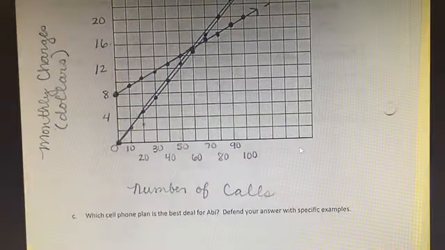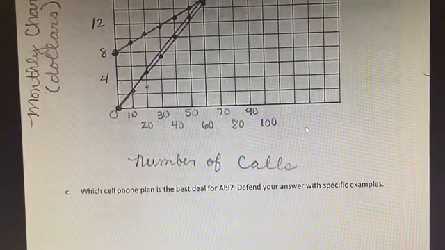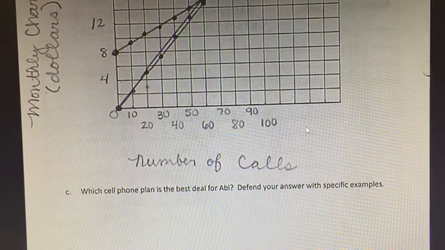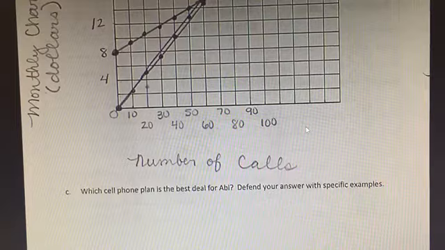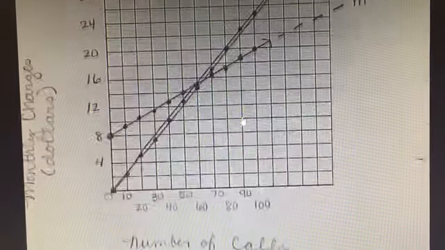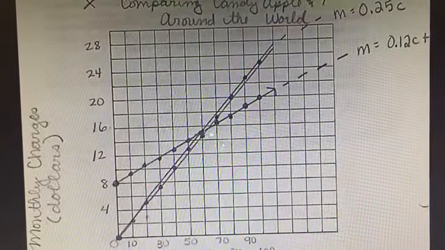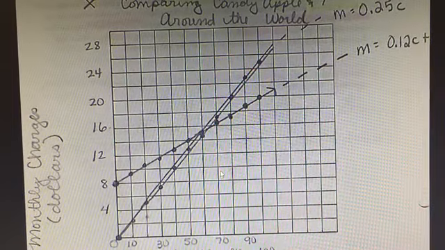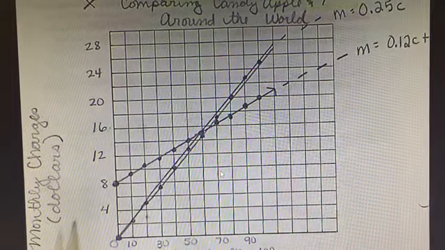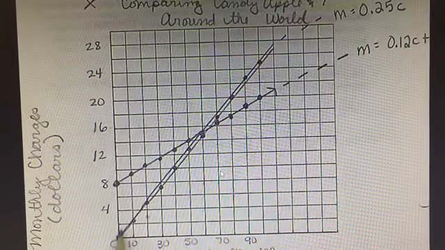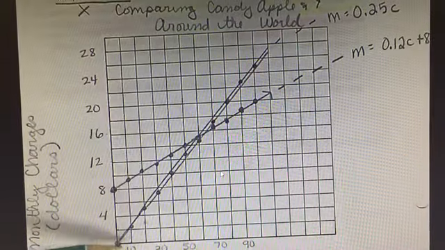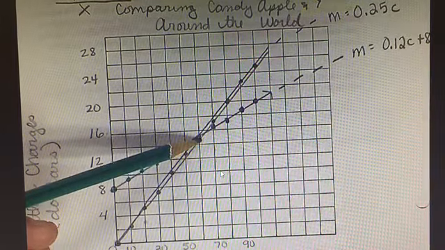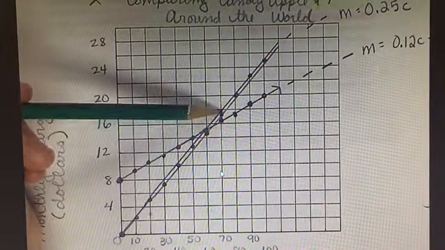All right, question C says, which cell phone plan is the best deal for Abby? Defend your answers with specific examples. So what we look at when we look at this graph is at some point, one cell phone plan is better than the other, okay? So if we follow this line, it's cheaper, cheaper, cheaper, cheaper, cheaper until we get to around here, and then it's a higher price.